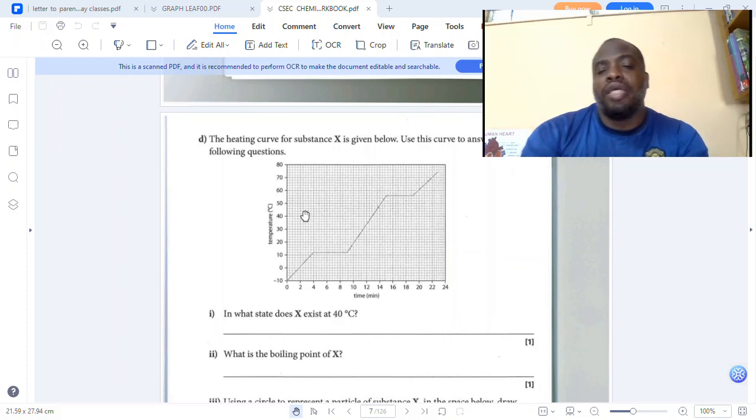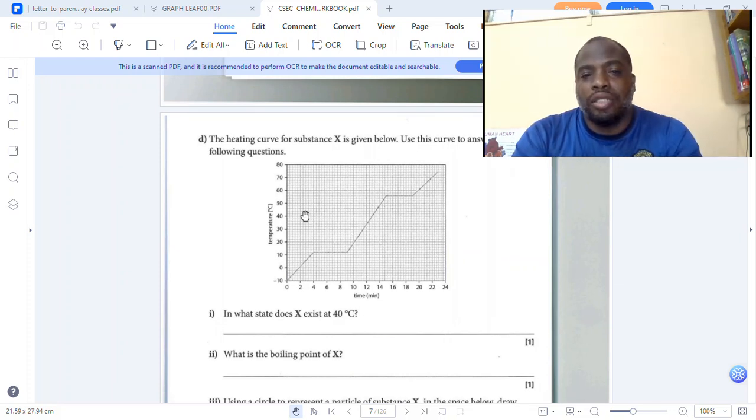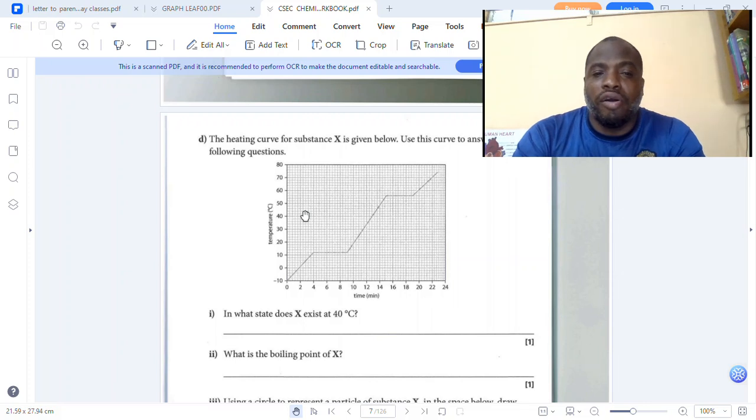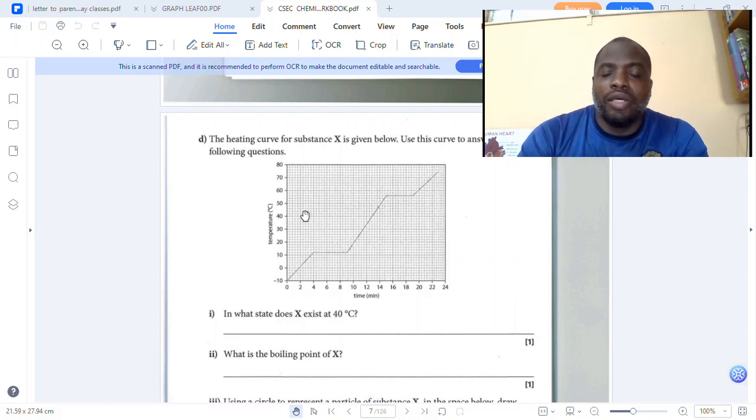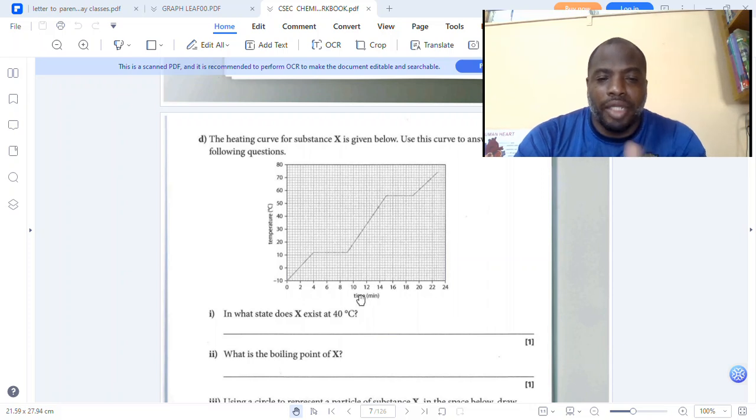When you're plotting, you can be asked to plot a heating or a cooling curve. Usually time-related variables are placed on the x-axis, and of course the temperature will be on the y. So that's why we have it looking like this. If you notice, this represents minutes. So 2 minutes, 4 minutes, 6 minutes.